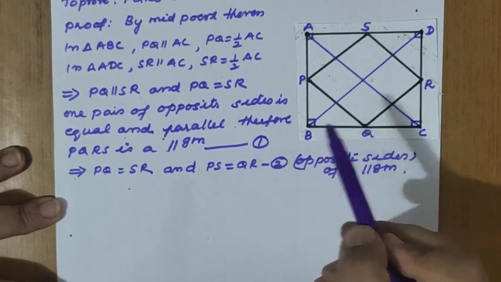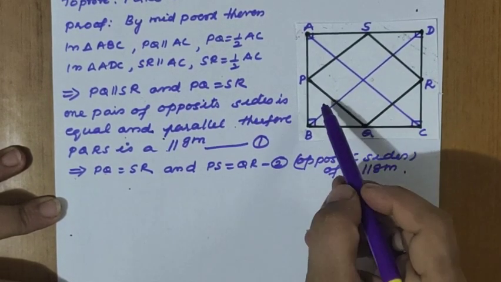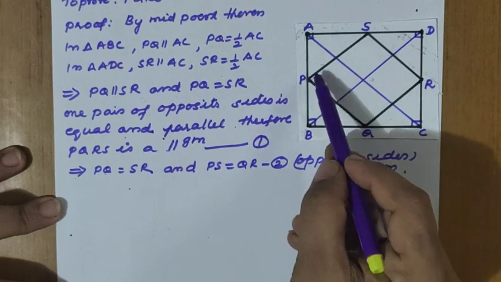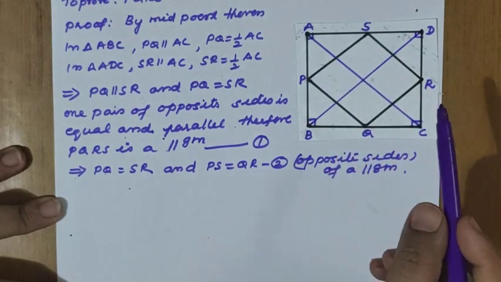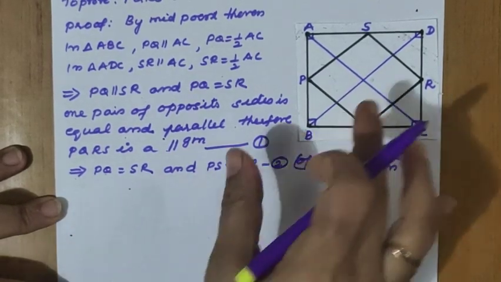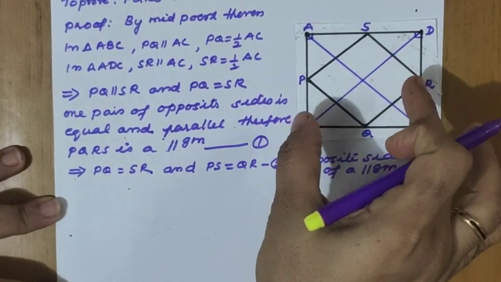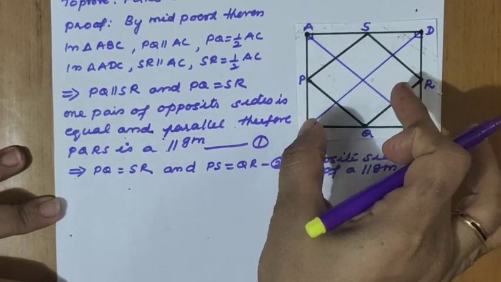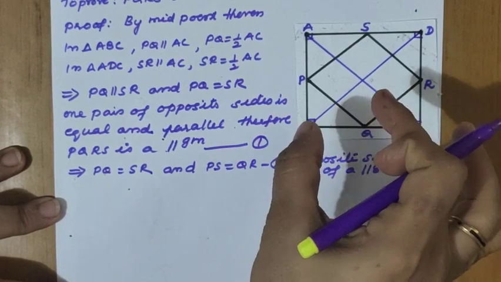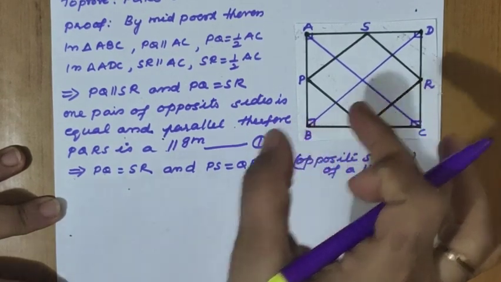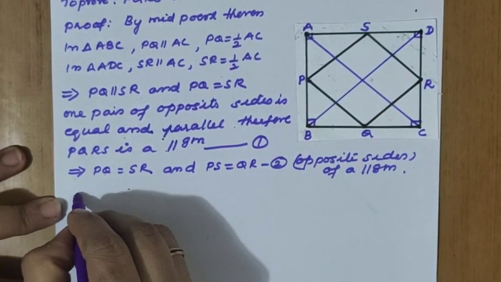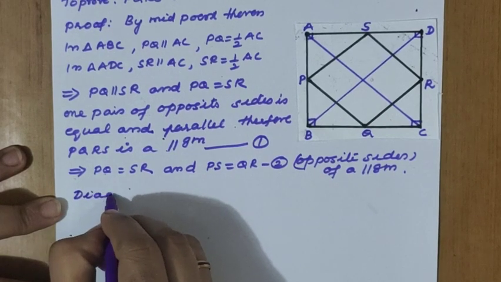Now we should prove any of the adjacent sides should be equal. Which is the adjacent side? One is PQ, another one is PS. I'll take that. Now you see this one, it is a rectangle given. Which is the rectangle for us? ABCD. And we learned that diagonals of a rectangle are equal. So we'll write here, diagonals of a rectangle are equal.